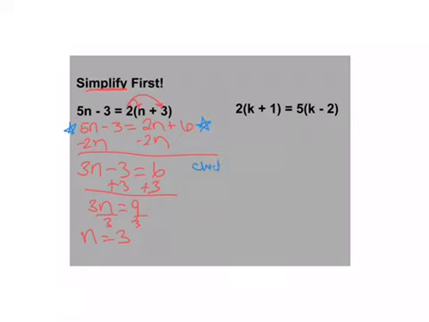I'll throw my check over here, and we're going to check 5 times 3 minus 3 is equal to 2 times 3 plus 6. We've got 15. I've got 15 minus 3, there we go, is equal to 6 plus 6, 12 on the left, and 12 on the right. So really use that check to verify if your work is correct or not.